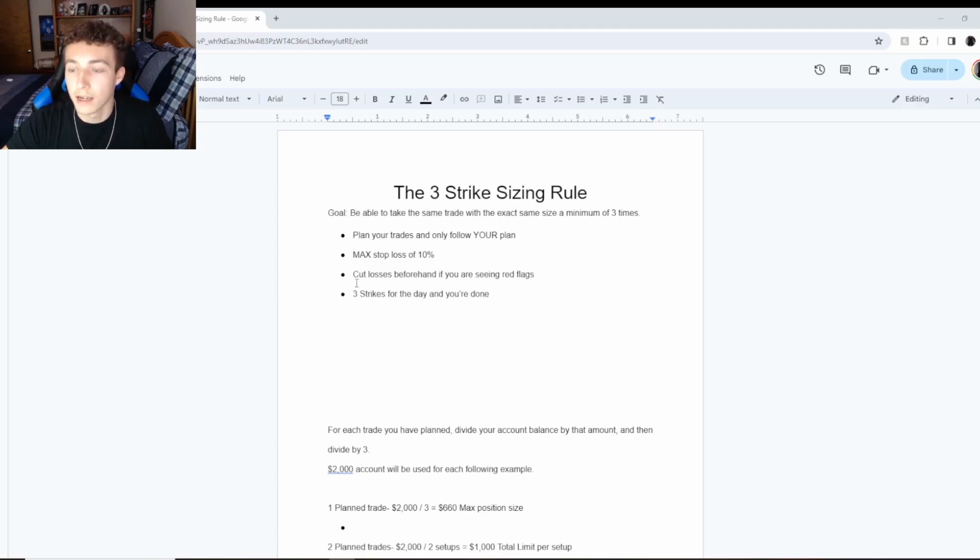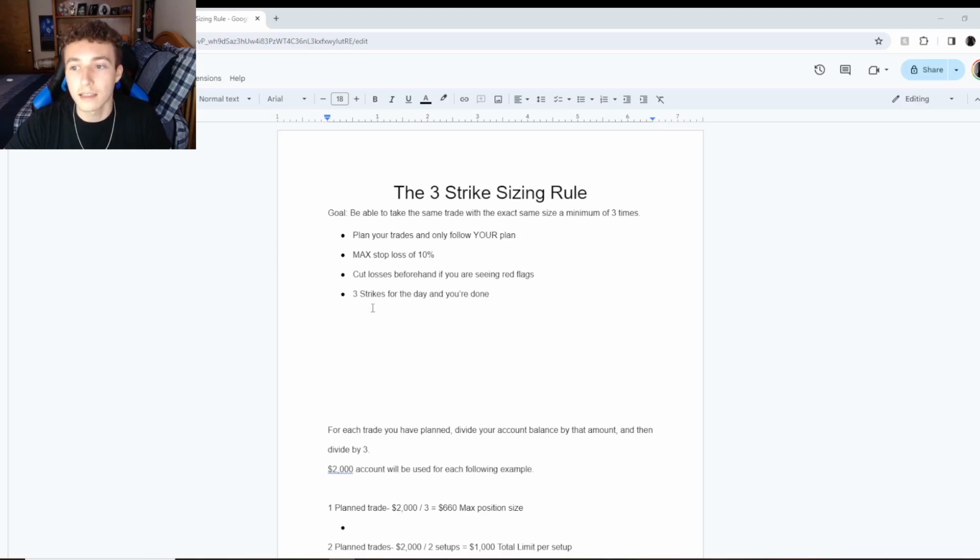If you can, you want to cut your losses beforehand if you're seeing red flags. So that minus 10% is the little bit of room that we're giving it. We're not getting it to 10% and then giving it some room. We're getting it out completely at 10%. Our little bit of room beforehand to see what the stock is doing is the buffer between 0% and minus 10%. So, like I said, cut your losses beforehand if you're seeing red flags.